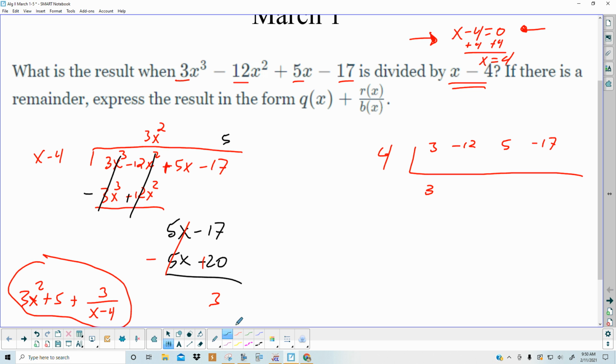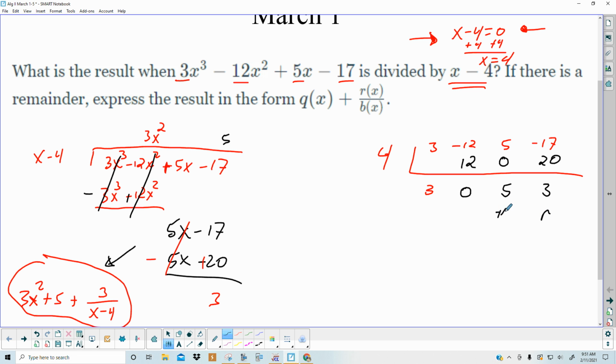Now don't blink because this answer will come so quick. Here goes. 4 times 3, it's always times. 4 times this number outside that's below it is 12, and you write it here. And now just add them. Don't change any signs, just add them. 0. 4 times the number outside is the next number in line. 0, just add them. 4 times this number is 20, put it in the next spot. Add them. Now, this number on the end is always remainder.